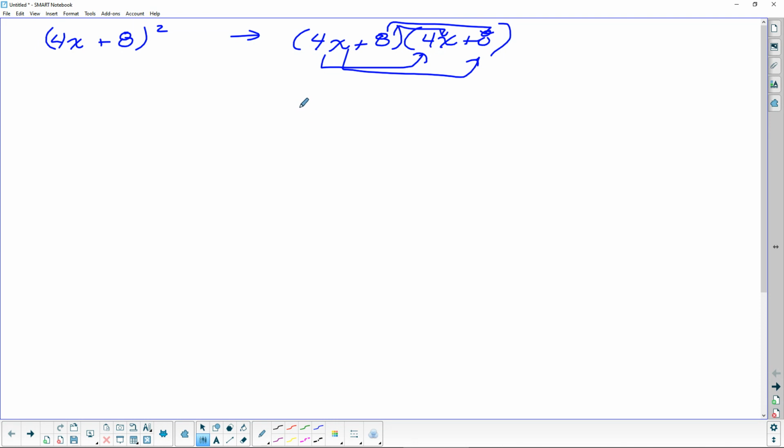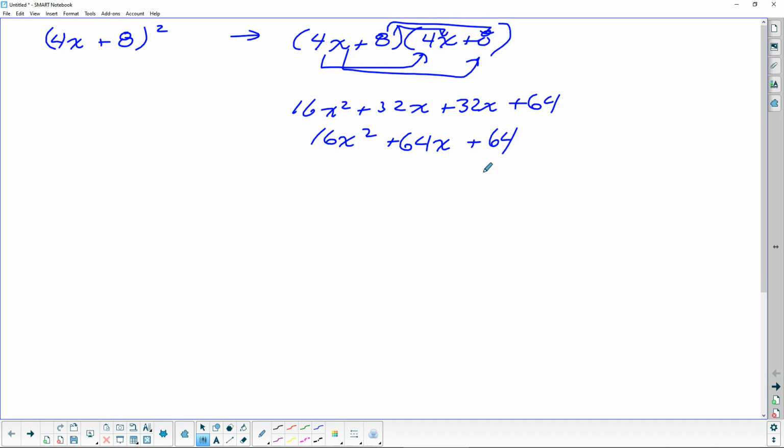So that would be 4x times 4x is 16x squared. 4x times 8 is plus 32x. 8 times 4x is plus another 32x. And 8 times 8 is 64. Then you just add these two numbers in between because they're the same term, or like terms. And that's how you would do a square like that.